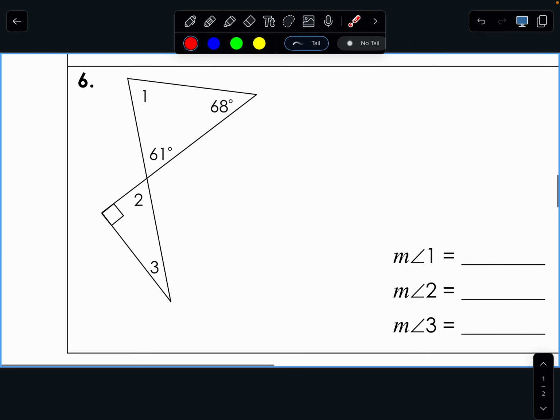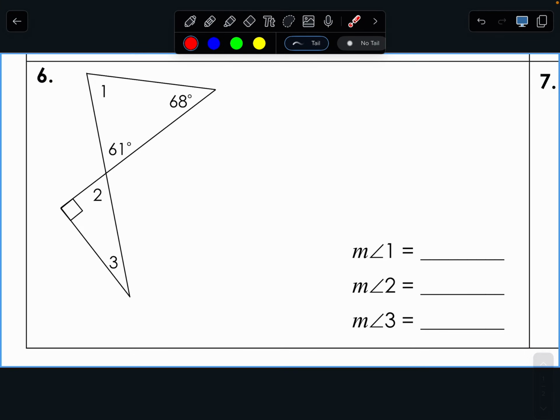Okay, let's look at number 6. What do you know about that triangle? Tell me anything that you see. Jacob, tell me something you see. 90-degree angle. So I know that this is 90. I always put that there because sometimes I forget, and it just reminds me. That's a number. Don't forget to use that number. Tell me what you know about angle 2.